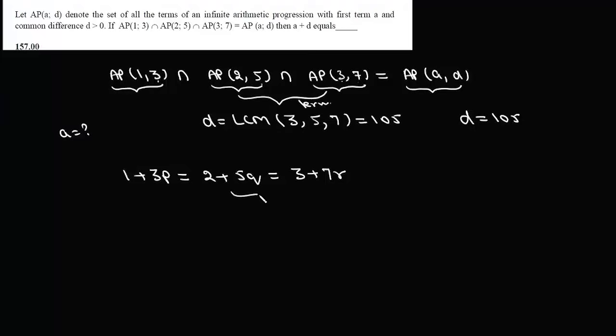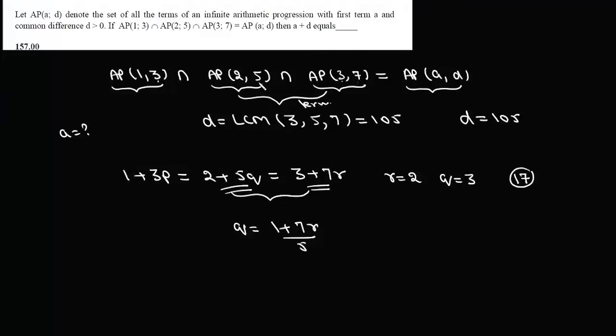Now for these 2 series, we can write q equals (1 plus 7r) upon 5. Now we'll put values of r and find the smallest value of r for which this q is an integer. If we put r as 1, it is not an integer, but if we put r as 2, we'll get q as 3. Now this is 15 plus 2, 17. So the first common term of these 2 APs is 17.